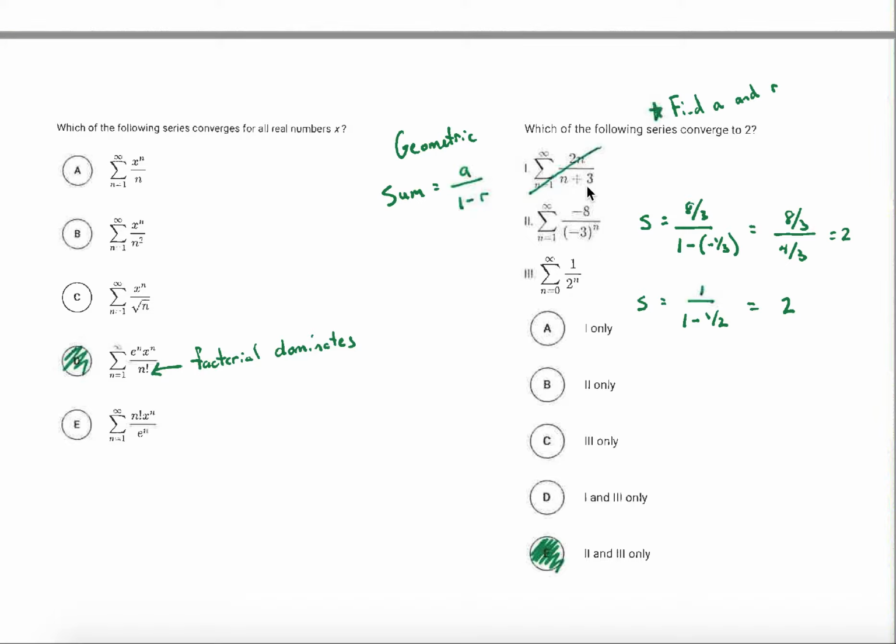That doesn't even converge, right? That sequence converges to 2, meaning the last term in the sequence is 2, but the series, meaning the sum, doesn't converge. You just keep adding up 2 an infinite number of times. Both of these are geometric. You do have to be careful with this n equals 1 to make sure you figure out what a and r are. In this case, a is 8/3 and r is -1/3. Here, a is 1 and r is 1/2, and both of those lead to a sum of 2 when you do a over 1 minus r.